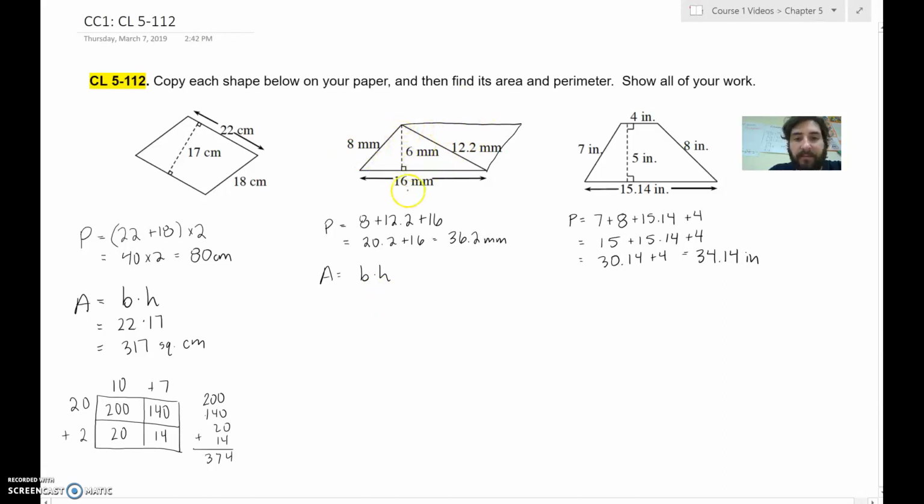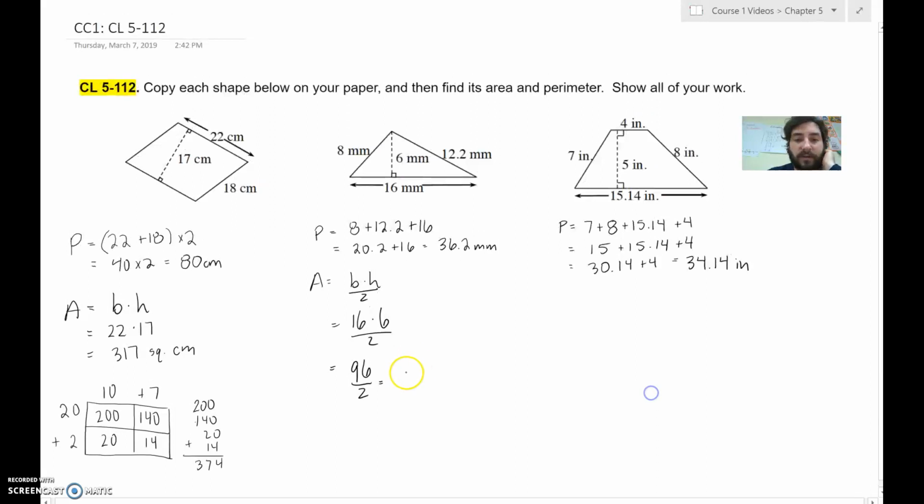So you would take the base, which would be 16, and multiply it by the height, 6. Right, just like we did for the parallelogram. But we don't have the parallelogram, we only have the triangle. So afterwards we need to divide it by 2. 16 times 6 is 96, and then we divide 96 by 2. So 48 square millimeters. The other way to deal with the triangle is to use the formula area equals half times base times height.